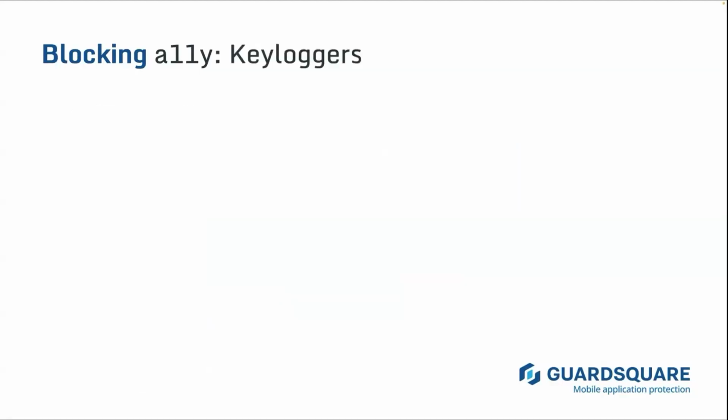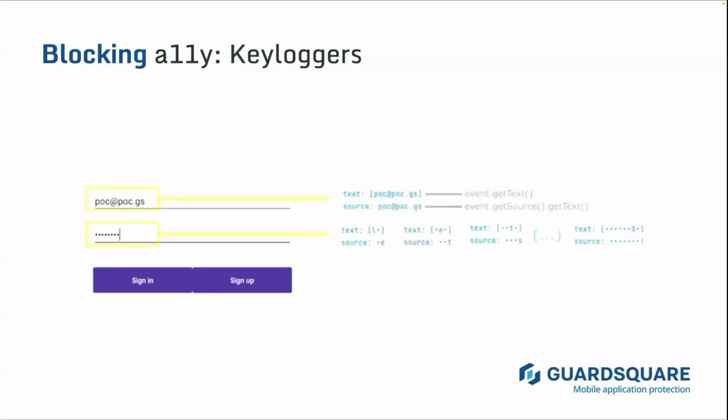Okay, so let's see what we can do to block, for instance, keyloggers. Let's study how the attack works. The attacker is basically getting events, and they have two ways to get access to the text being typed on a particular field, like email or password, whatever, these two. So what can we do to prevent this from happening?